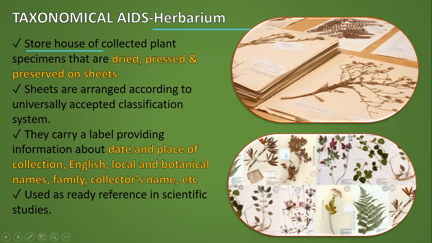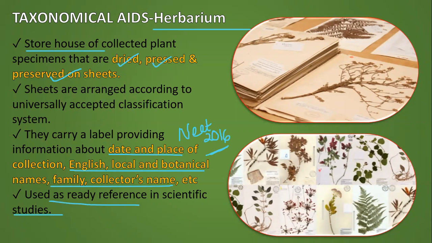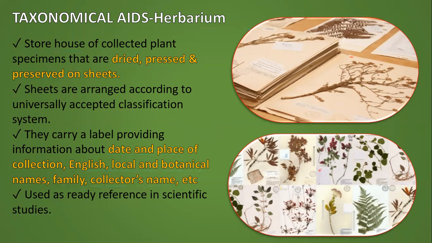Okay. So herbarium is a storehouse of collected plants which are dried, pressed, and preserved on sheets. And there are many labelings, that is date and place of collection, English, local and botanical name, family and collector's name. NEET 2016 question was from this area. They are used as a ready reference in the scientific study.